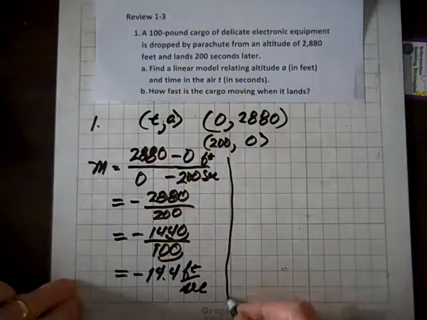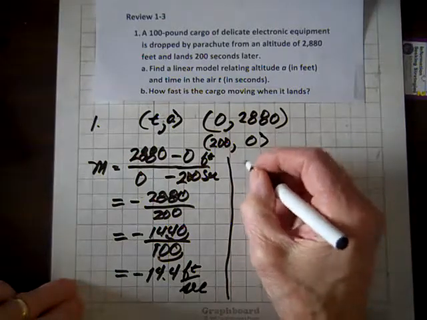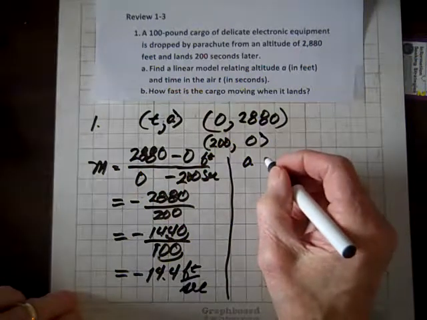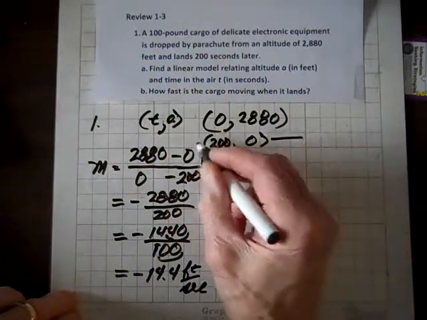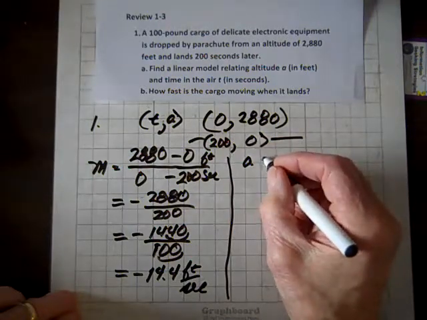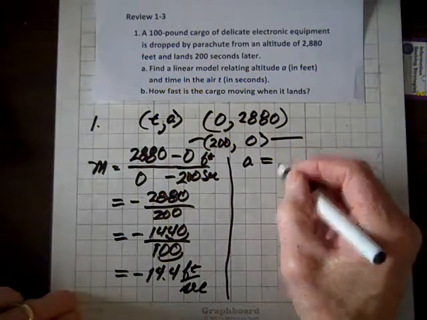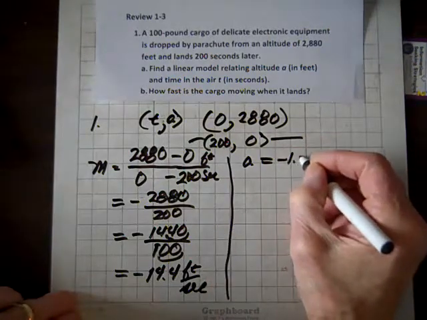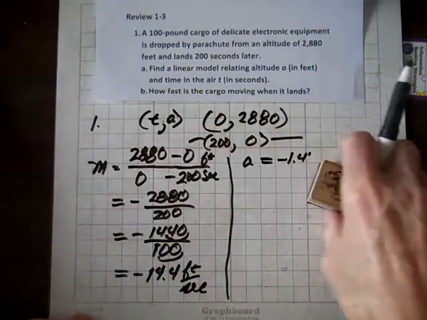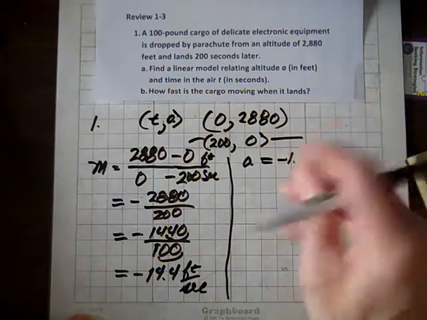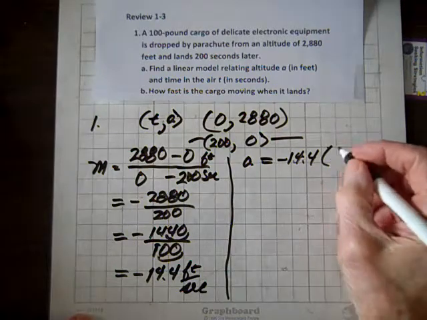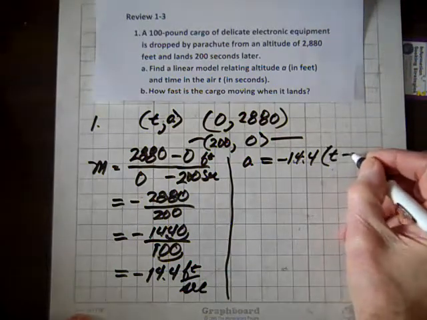So now let's come up with that equation. So we've got the altitude minus, and we're going to use the point-slope form of the line. Well, I might as well use this point right here, 200 and 0. So A minus 0 equals, and the slope negative 14.4 times T minus 200.